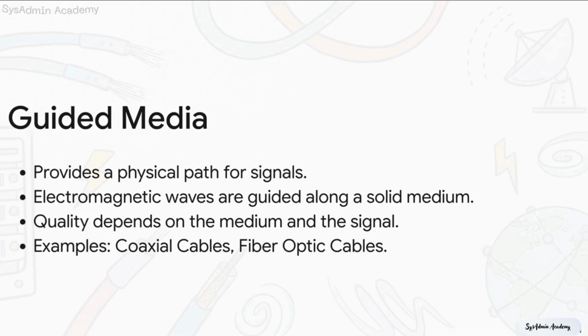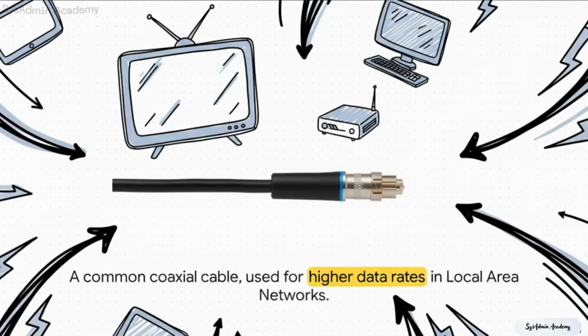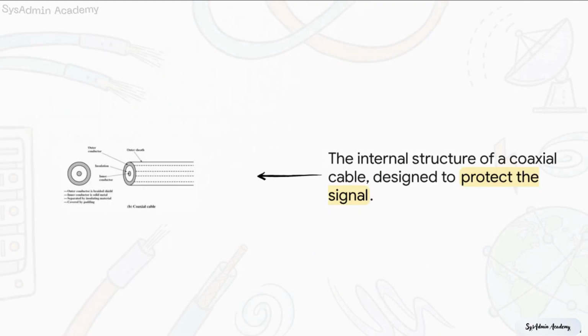We're going to look at two of the heavy hitters here, the old school coaxial cable and the incredible fiber optic cable. I bet you've seen this before, right? This is a coaxial cable. It's a true workhorse of networking. For years, this was the backbone for cable TV and a lot of the early internet setups. For local area networks, it was a huge step up, letting us send more data over longer distances than ever before. But the real genius of the coax cable is what's on the inside.